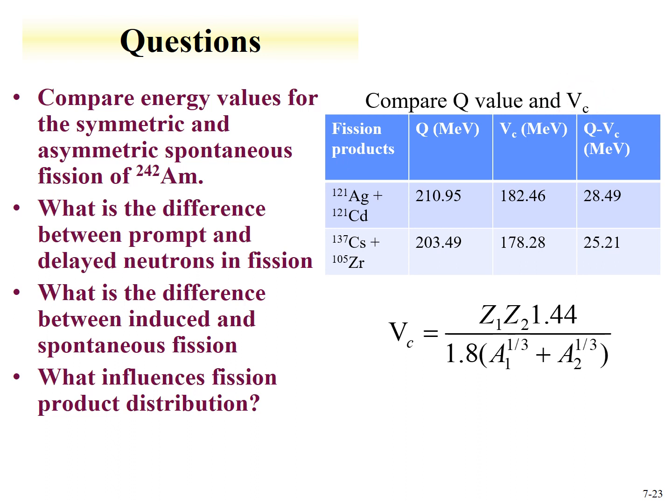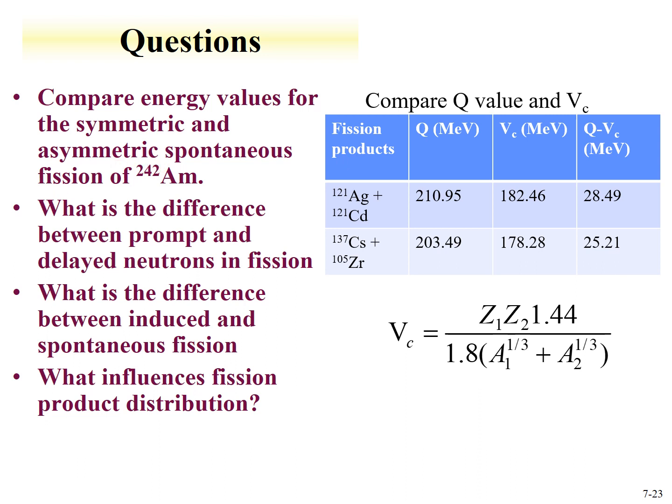For the Coulomb barrier, we could use this equation, which is just related to the Z of the two fission products and the A of the two fission products. All this says is what sort of charge one would find due to the Coulomb repulsion if the two fission products were just touching, and assuming that they're spherical. The other thing we need to do is talk about the fission of americium-242 and evaluate symmetric and asymmetric.